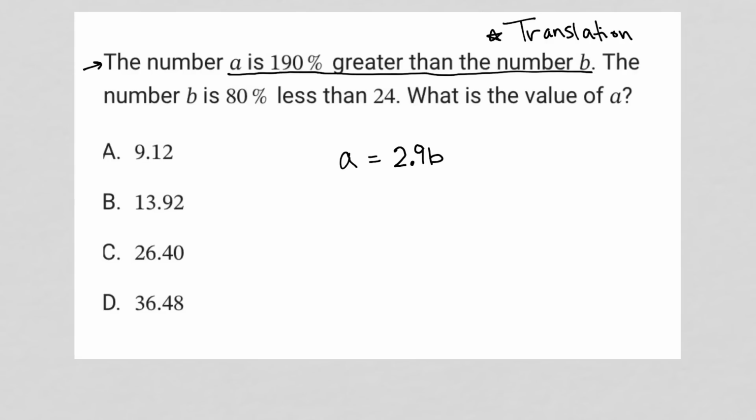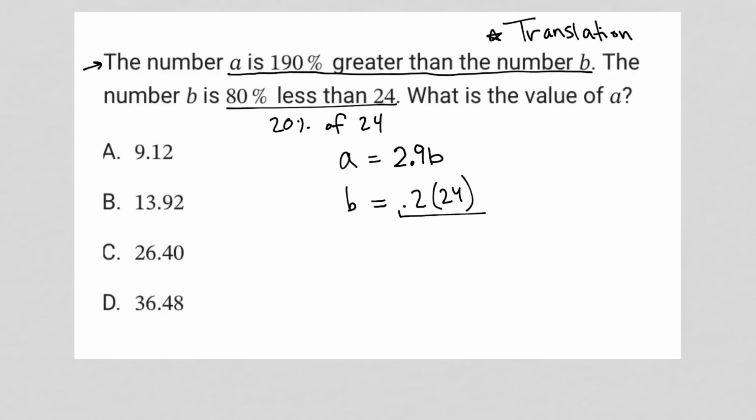The next sentence says the number B, so B is, again, means equals 80% less than 24. Okay, well, 80% less. To be 80% less than something is the same as being 20% of that value, right? 20% of 24, right? If you have $100, what's 80% less than the $100 you have? Well, that will just be $20. You're removing 80% of what you have, right? So 20% of 24 becomes 0.2 times 24.